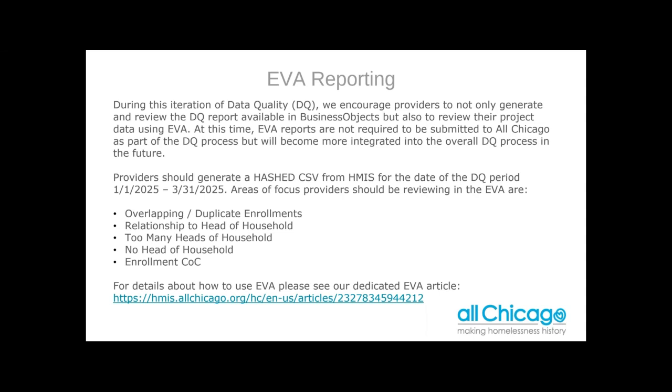So for example, if you have a client that enrolled in your project on January 1st and you didn't exit them out and they came back on January 2nd and you created a brand new enrollment and now both enrollments don't have an exit date, that would be a duplicate or overlapping enrollment, meaning that the active time period of the client is overlapping with an enrollment with the same project. So that'd be something that you'll fix on your end.